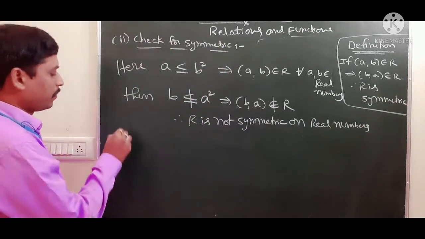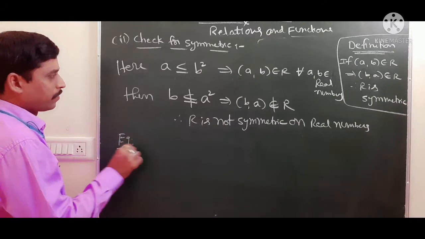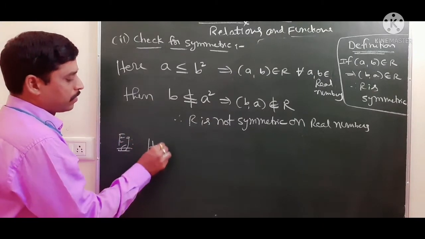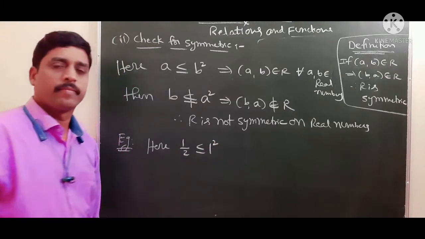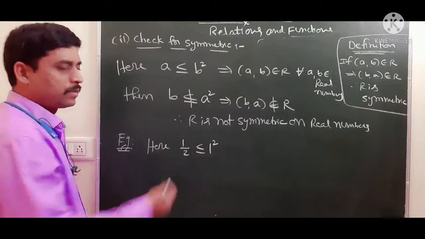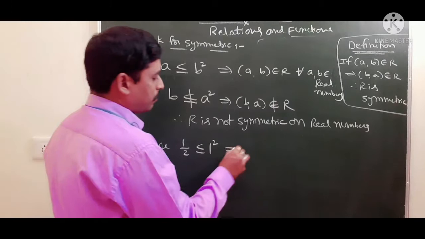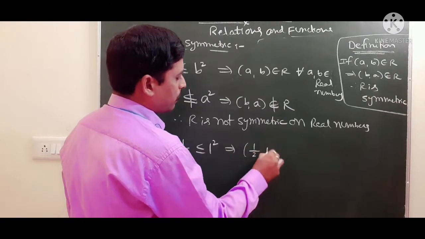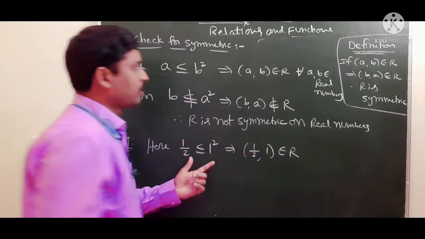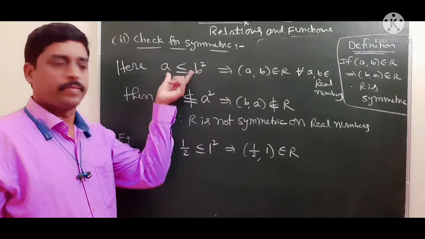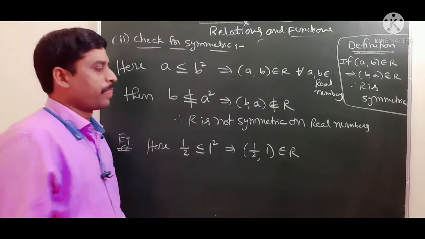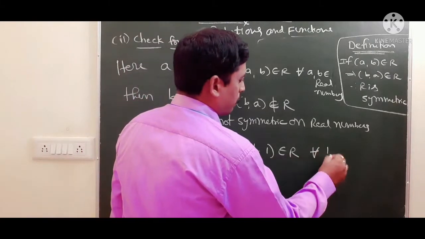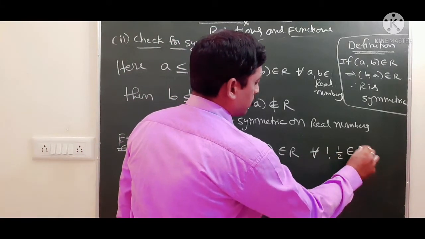I give an example. Here, 1/2 is less than or equal to 1 squared. That implies (1/2, 1) belongs to R. If this condition is satisfied, 1/2 less than or equal to 1 squared, this is always true, for 1 and 1/2 belonging to real numbers.